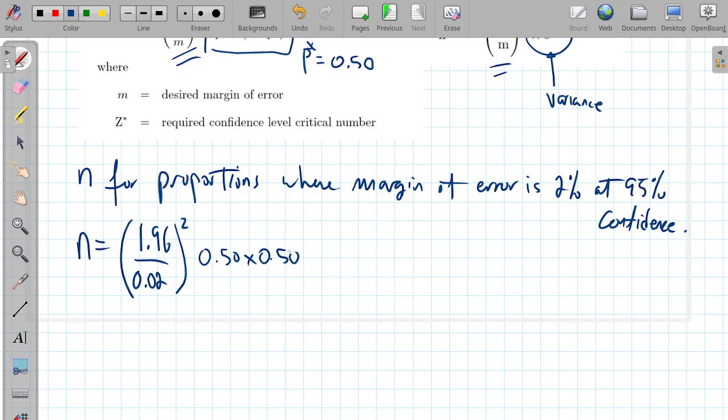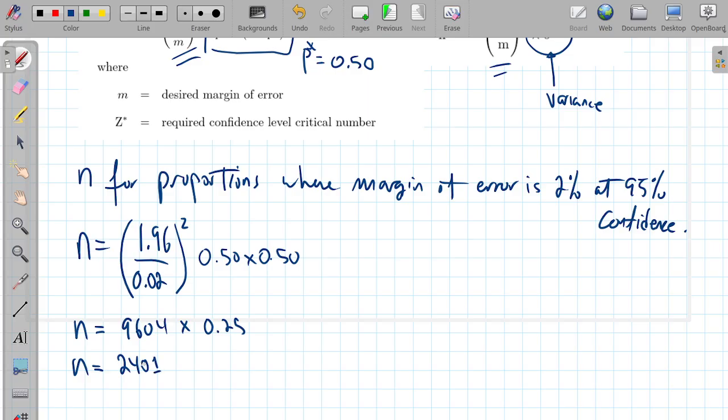And the thing with using 50% for p star is this will give you the largest possible sample size. Any other combination of p stars that add to 1 will give a smaller value. I'll demonstrate that in a moment. So let's work this out. Grab the calculator. So first off, we have 1.96 divided by 0.02. That's 98. And if I square that, that's a ridiculously large number. So this will be 9604, and this is 0.25. So the sample size in this situation then is 2401.